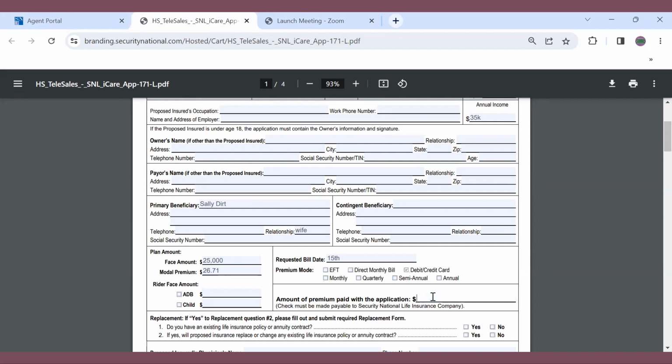So the amount paid with application, at this point we need to know that because we're saying it's going to be debit card, this is going to come out of Joe's account. So we would still need to go ahead and mark that here, but you, as agent, don't have to collect this anymore. So this makes your job a little easier. He's going to know that it's going to draft out of his account once this application is submitted.